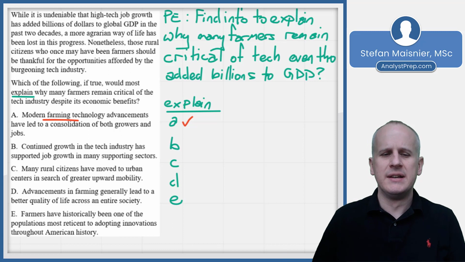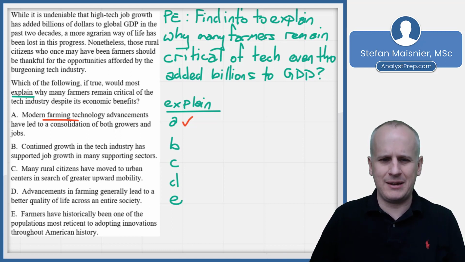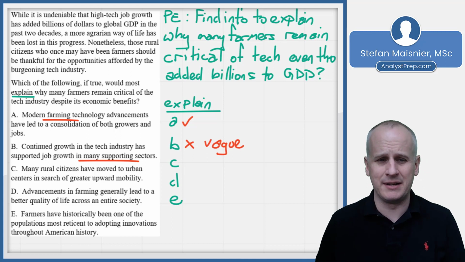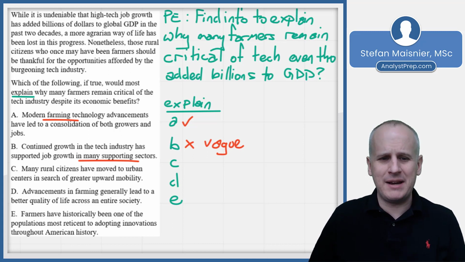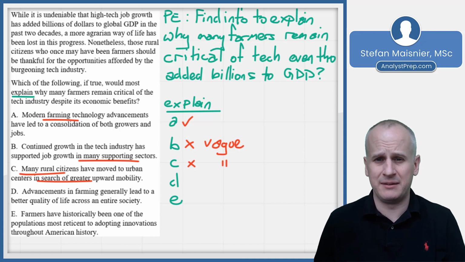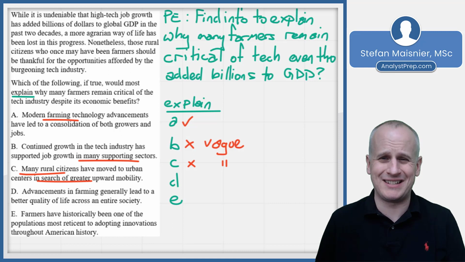Now, once you get A as matching our prediction pretty closely, we just want to go briskly through the remaining answer choices. So we've got choice B, continued growth in the tech industry has supported job growth in many supporting sectors. Okay, does that include farming? I have no idea. So that is a vague answer. We can eliminate it immediately. Same thing with choice C. Many rural citizens have moved to urban centers in search of greater mobility. Well, greater upward mobility. Well, do we know if they got it? I don't know. It might seem, if you jump a couple of steps logically, that this is bad for the rural citizens, which could be bad for the farmers. But you're going to have to make a few assumptions to get there. So choice C can be eliminated.